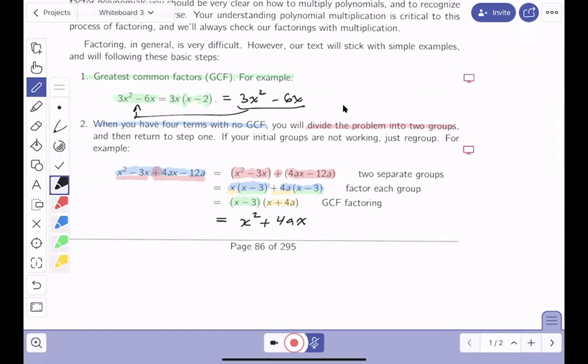4ax. Minus 3 times x? Minus 3x. Minus 3 times 4a? Minus 12a. All right, I want to go through this. I want to check it, see if it's true. Did I get the first term? Yes. Did I get the second term? Yes, but it's in a different position. That's no problem. Did I get the third term? Yes, but it's in a different position. Did I get the last term?